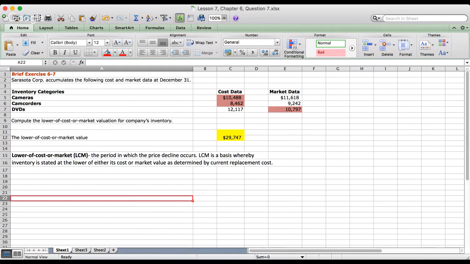and get our total of 29,747. The definition of lower of cost or market is the period in which the price decline occurs. The LCM is a basis whereby inventory is stated at either its cost or market value, determined by the current replacement cost. So whichever one is lower in that situation.